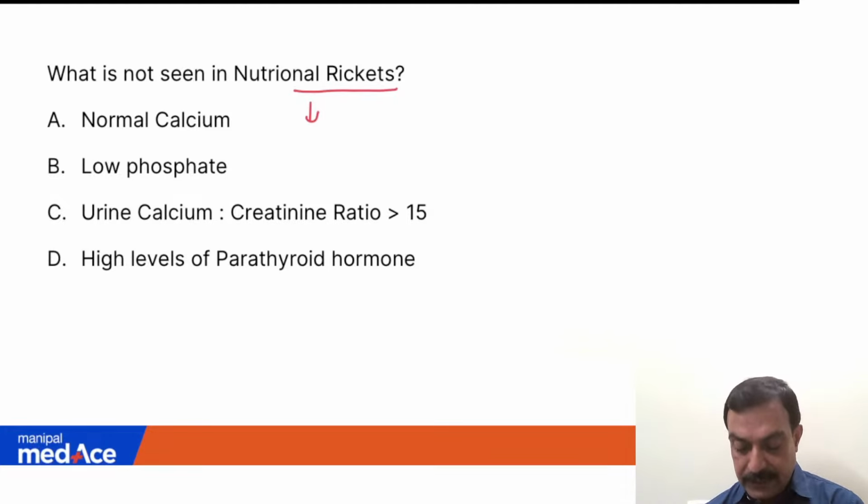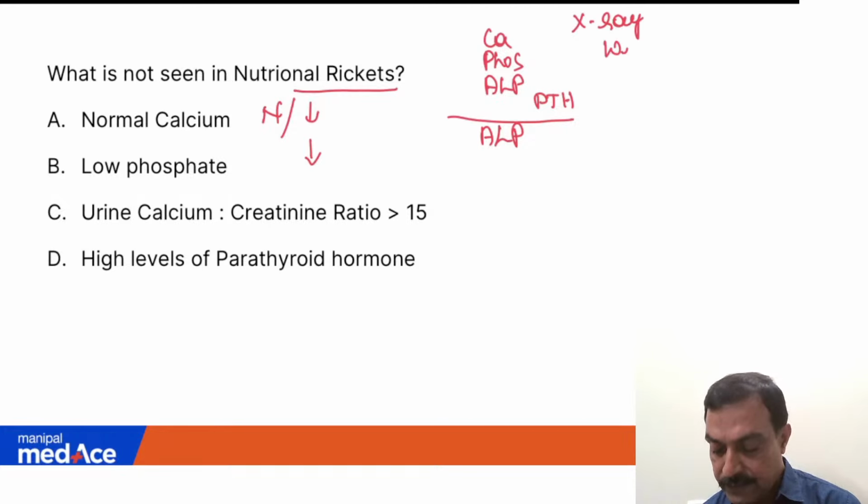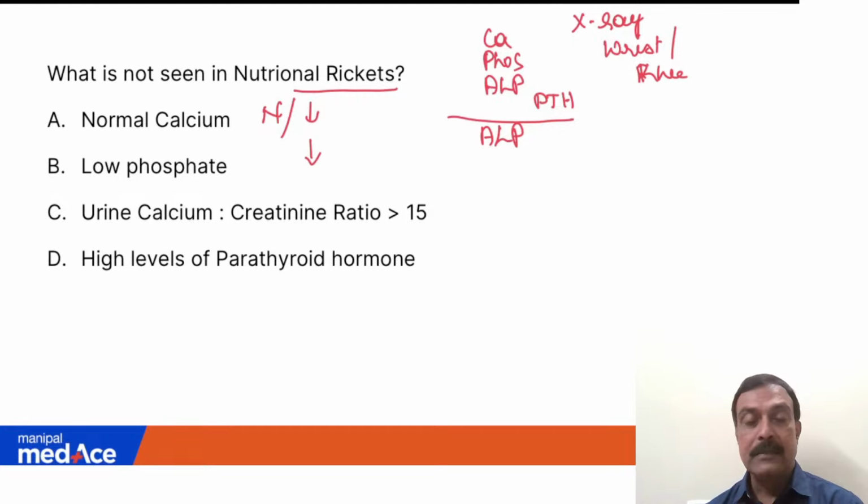Low phosphate, yes. Phosphate levels are low. Calcium could be normal or low. And we also expect a raised ALP. In fact, the workup required for rickets is biochemical: calcium, phosphorus, ALP, and maybe we can ask for parathyroid hormone also sometimes, and X-rays of the wrist or knee joint are asked for confirmation.